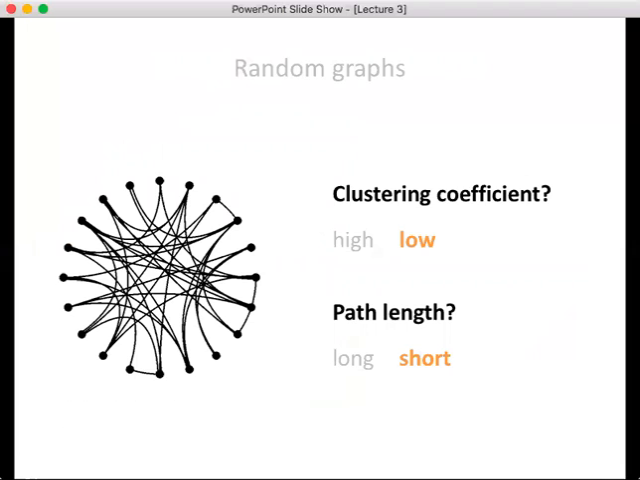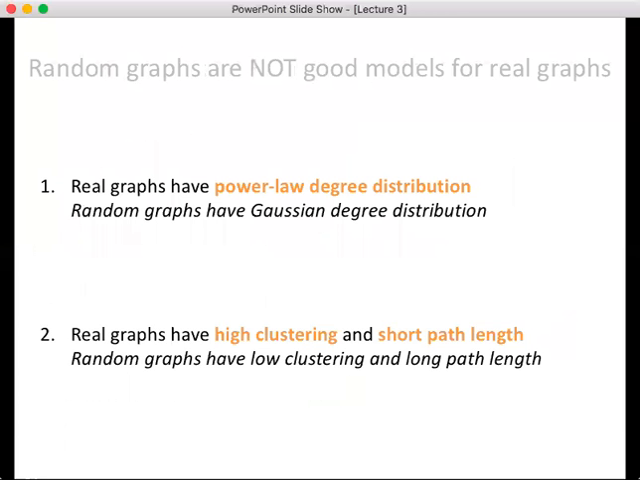Yeah, I'm sorry, but I inverted the random graph and small world. So this should be long. So this is different from what random graphs are. So here you have the second property in which real graphs have high clustering and short path length, while random graphs have low clustering and long path length.